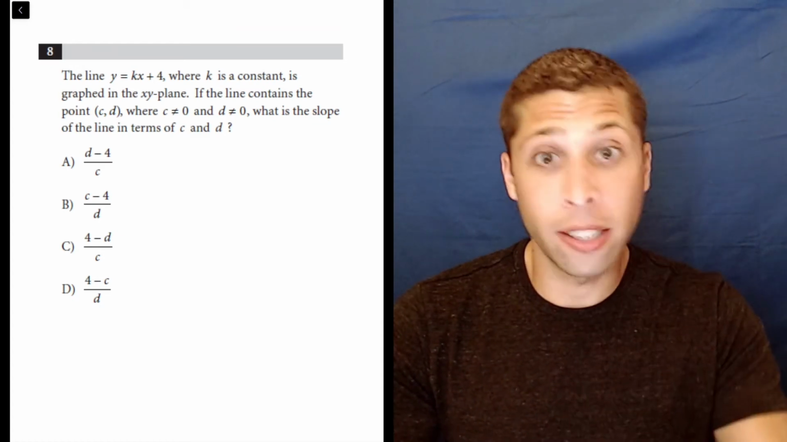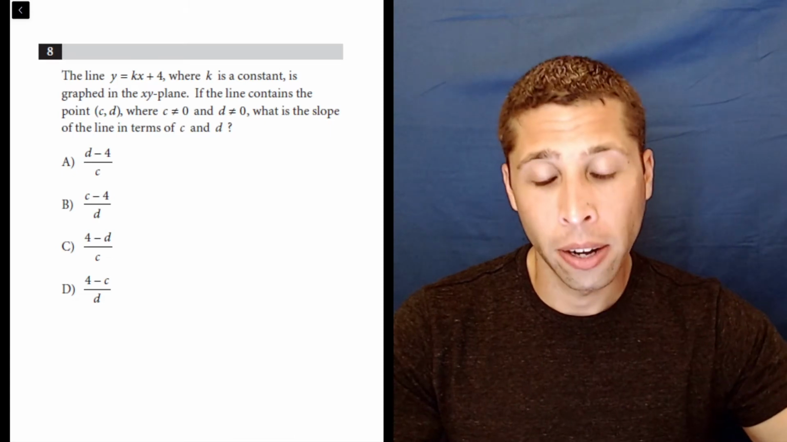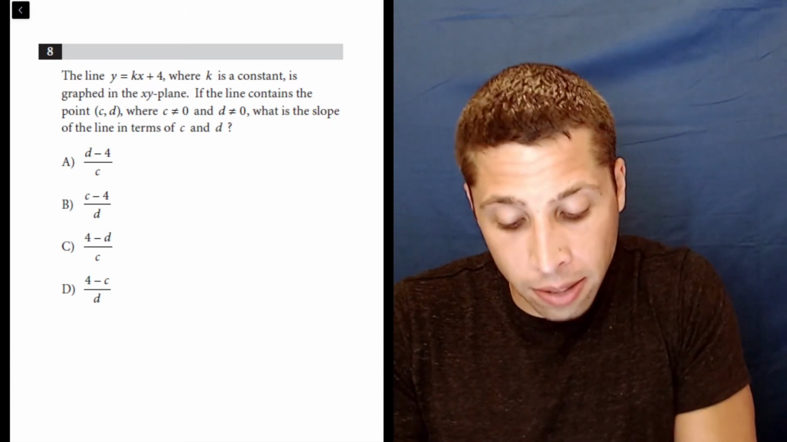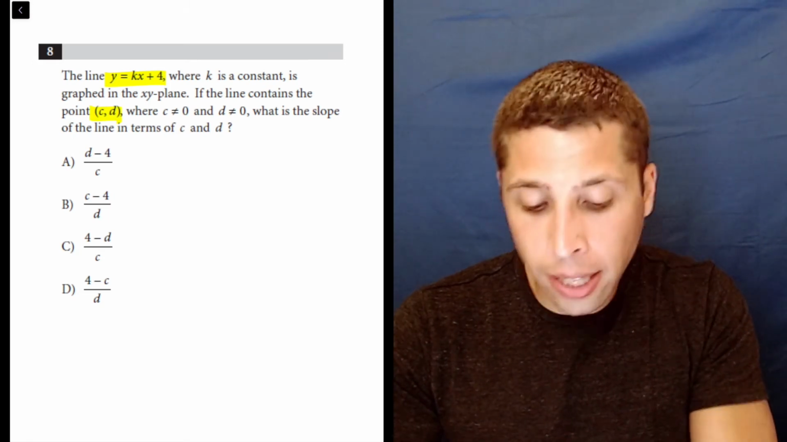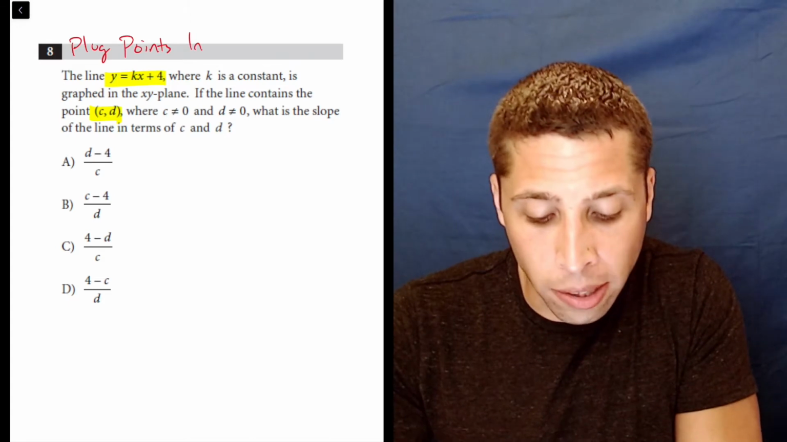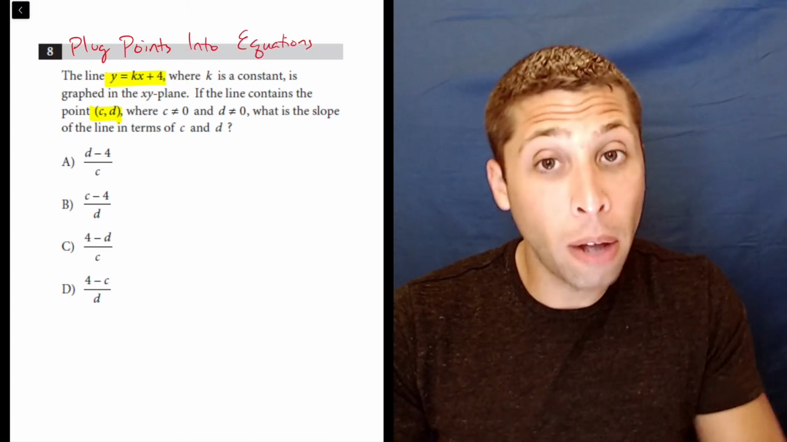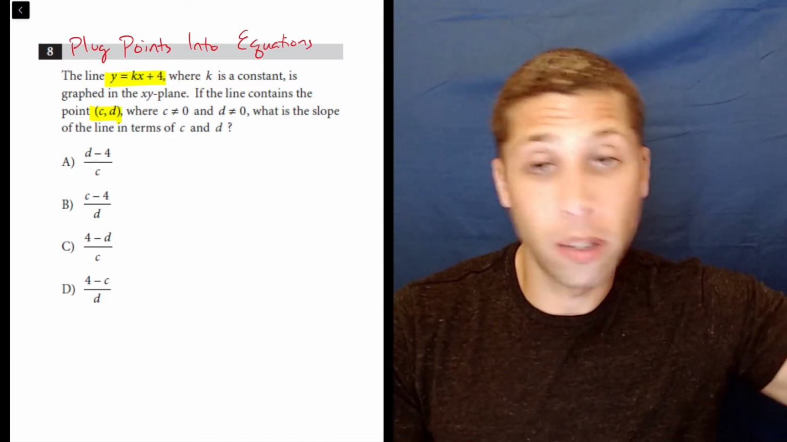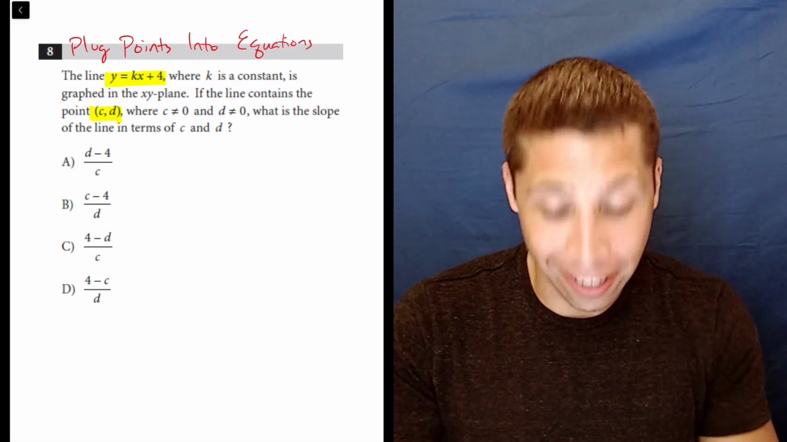So when I see this question, I ignore all those filler words, okay? They almost never matter. What does matter to me is that I have an equation and a point. And I know from taking a million SATs that one of my strategies is to plug points into equations. Whenever I've got both, plug the point into the equation. Why? Who cares? It's a strategy. Do it.